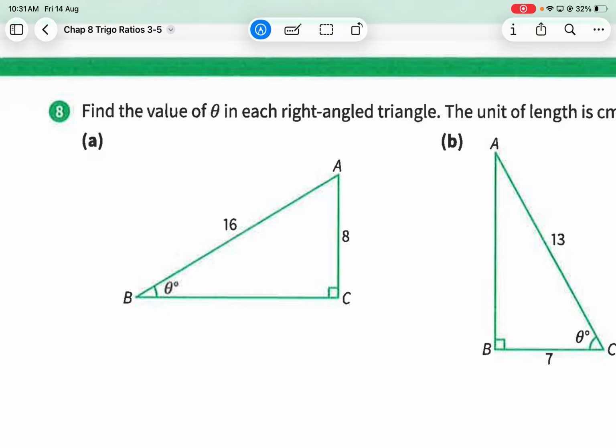Okay. Again, number one important, what do they want you to find? They want you to find the value of theta. What is theta? Theta is an angle. So they want you to find what is this angle. But there is one more step. I want to find this angle, I must be able to link the three things. This angle and these two sides. How do I link these two sides to my angle? It's again back to my naming. 8 is my opposite. 16 is my hypotenuse.